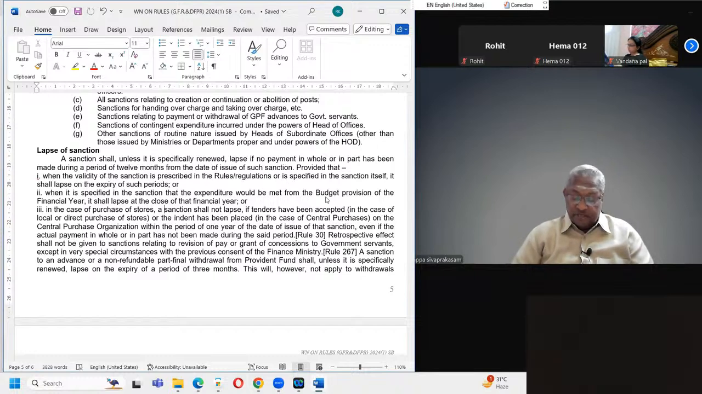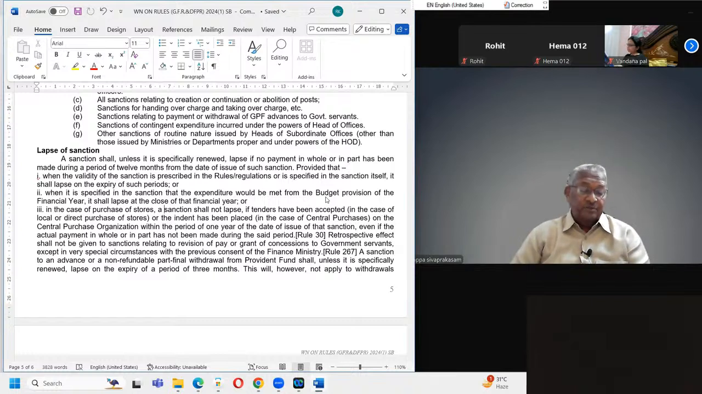Retrospective effect shall not be given to sanctions relating to revision of pay or grant of concession to government servants except in very special circumstances with the previous consent of the Ministry of Finance. Pay and allowances के बारे में retrospective sanction मना है, unless it is ratified, with the concurrence of the Finance Ministry.